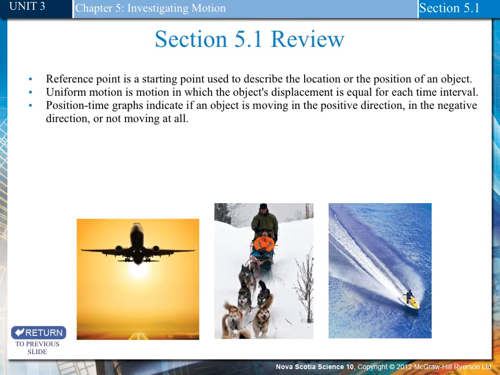Let's review. Reference point is a starting point used to describe the location or position of an object. Uniform motion is a motion in which an object's displacement is equal for each time interval. Position time graphs indicate if an object is moving in the positive direction, negative direction, or not moving at all.